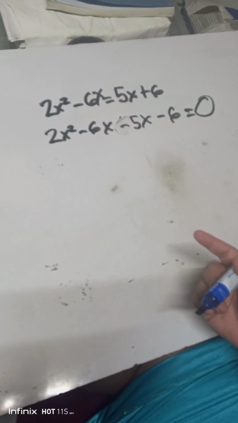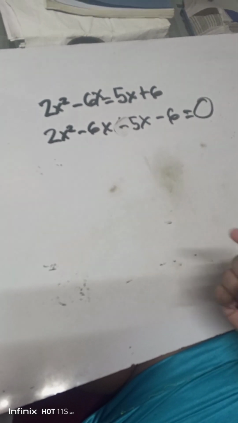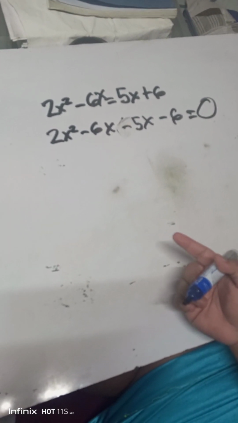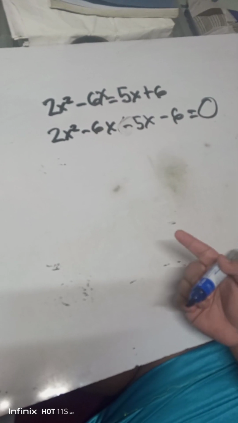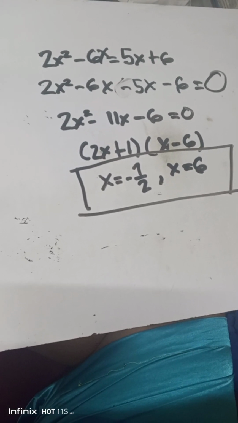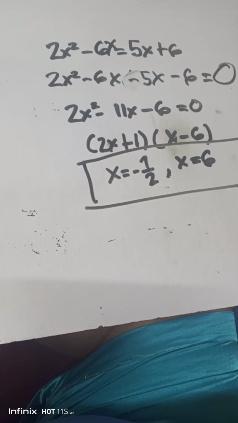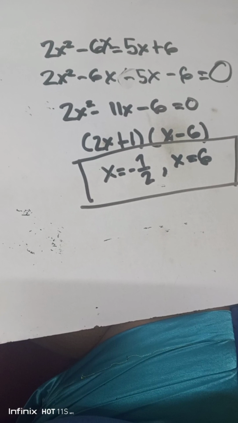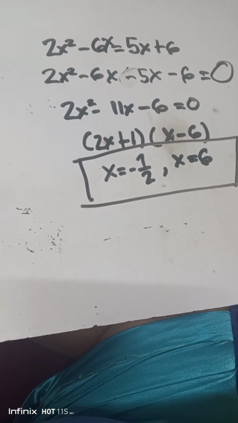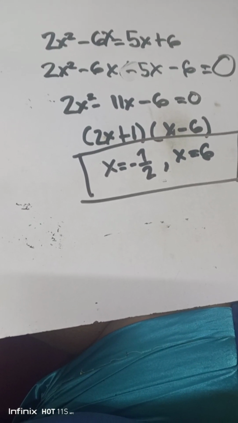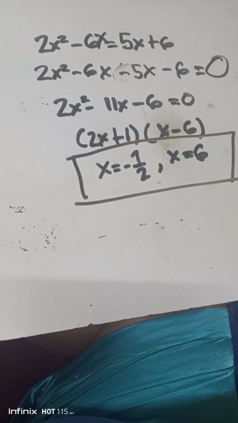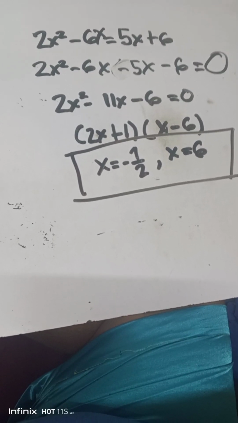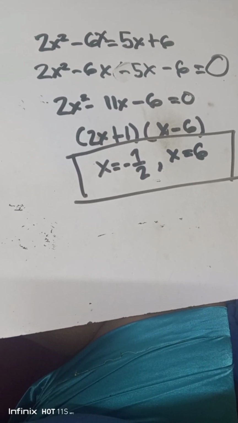Next step is to get the two factors of this quadratic equation. This would be like when you follow the step and combine the terms. Then we get the two factors. Then the answer is x equals negative 1 half and x equals 6.